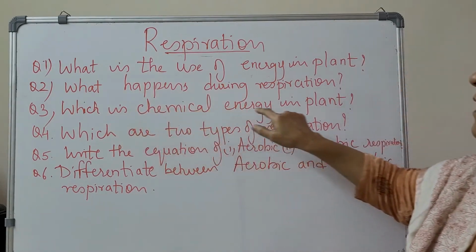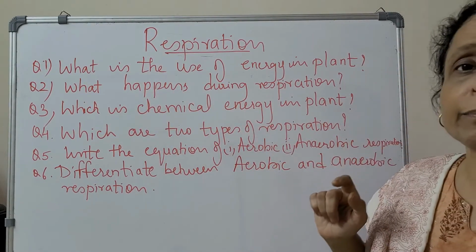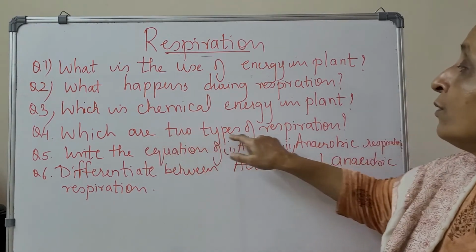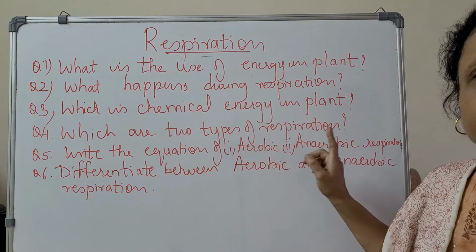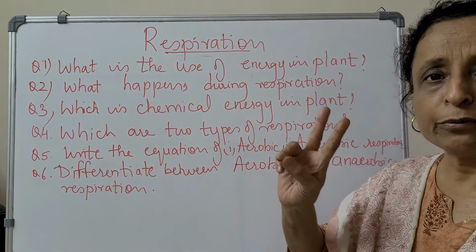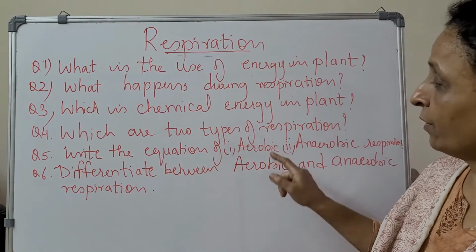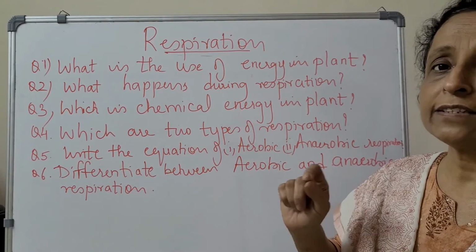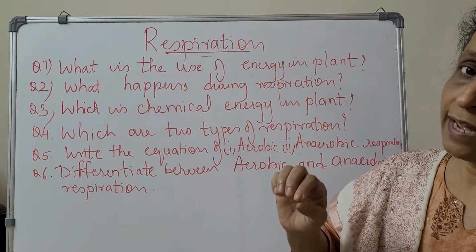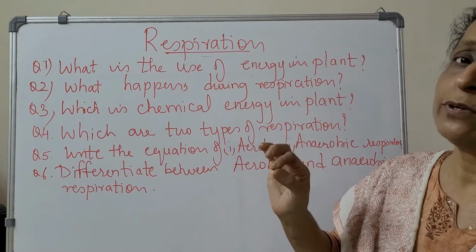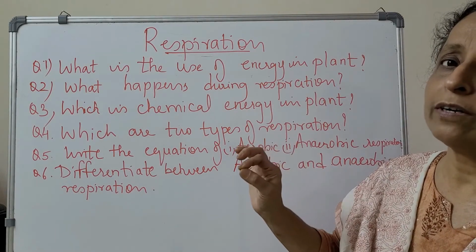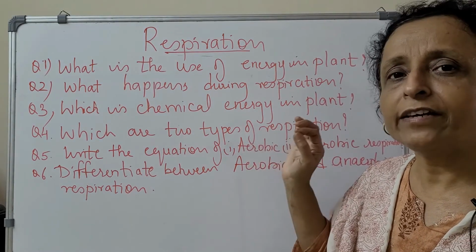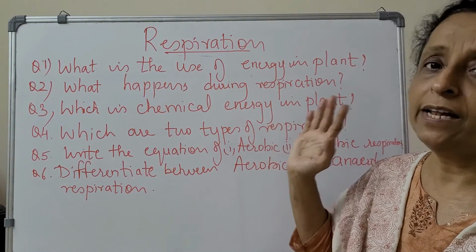Which is the chemical energy in plants? ATP, adenosine triphosphate. Which are the two types of respiration? Aerobic and anaerobic respiration are the two types of respiration. What happens in aerobic respiration? Glucose C6H12O6 is reacted upon by enzymes to release carbon dioxide, water vapor and 38 ATP. Adenosine triphosphate is the chemical energy.